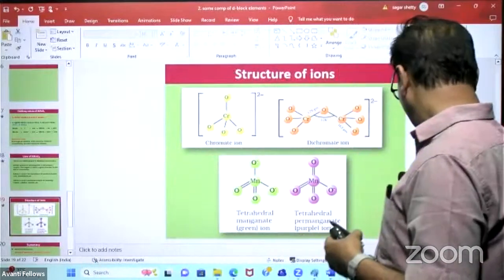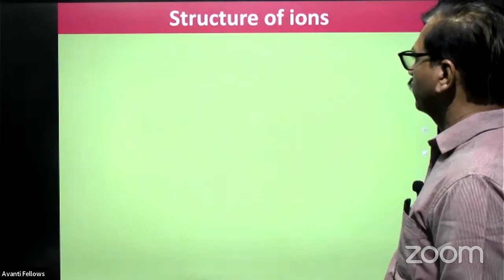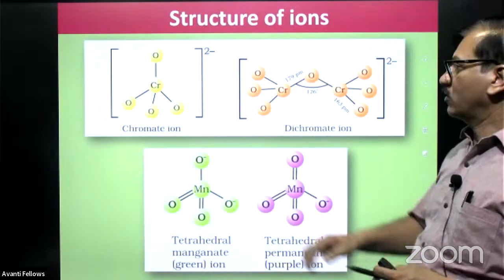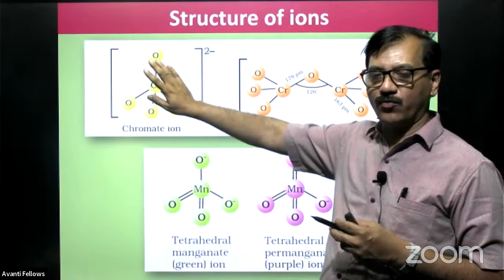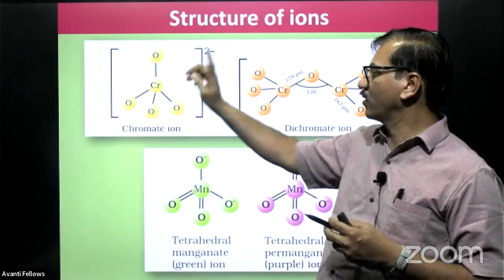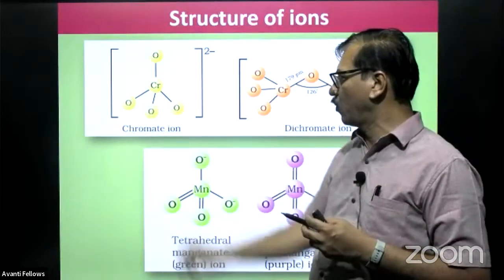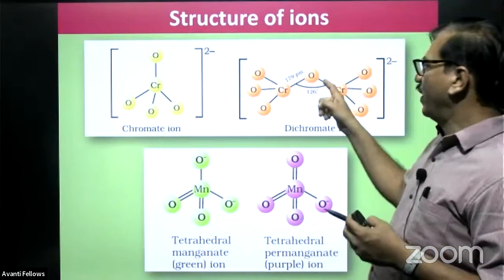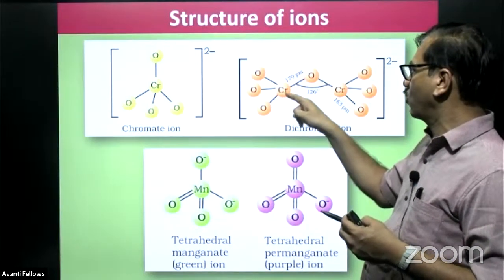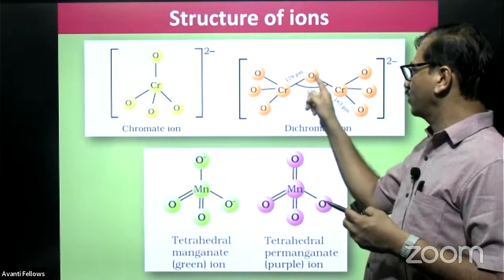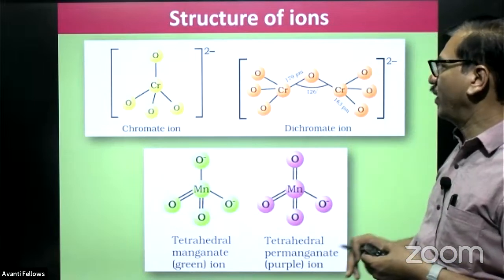At the end, look at the structure of these ions. This is the structure of chromate ion, and this is dichromate ion. Chromate ion, CrO4 2 minus, charge is 2 minus. Chromium with 4 oxygens: 2 oxygens with double bonds and 2 with single bonds. Then the dichromate ion: there are 4 oxygen atoms surrounding this chromium and 4 oxygen atoms surrounding the other, joined through a shared oxygen. In this way, the dichromate ion is present.